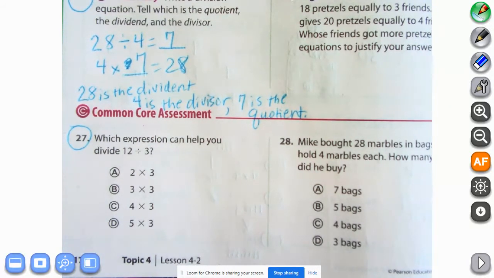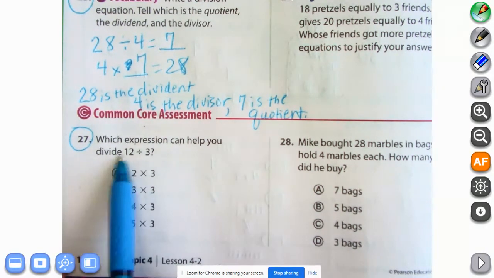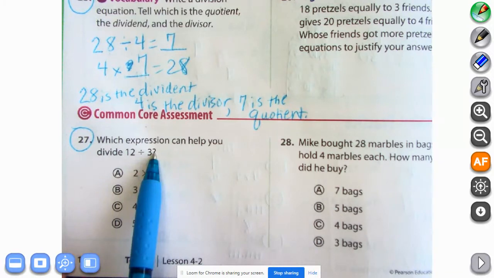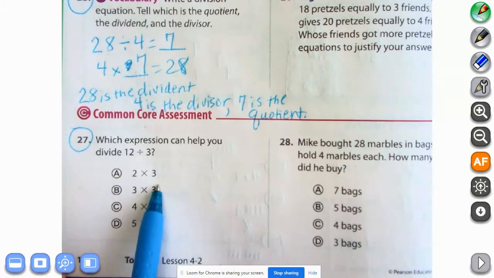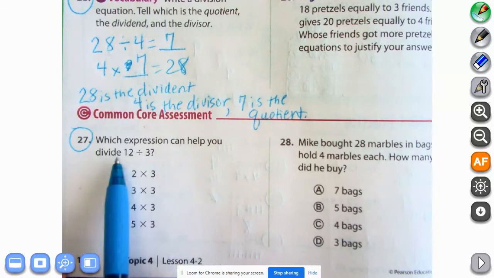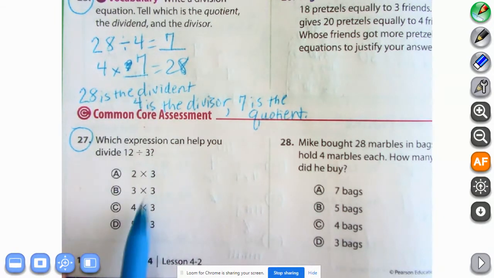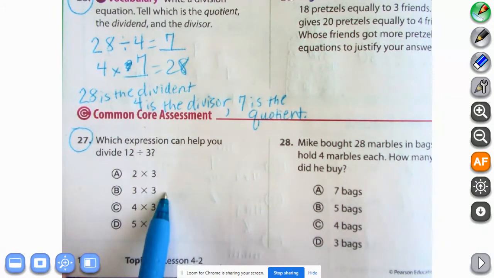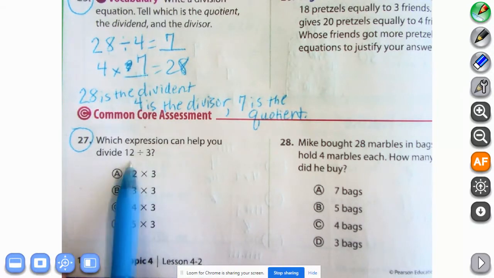Okay. 27. Which expression can help you divide 12 divided by 3? Would 2 times 3 help you do 12 divided by 3? 2 times 3 is 6, and that's not 12. So that's not going to work. 3 times 3 is 9. That's not 12. So that's not going to work.